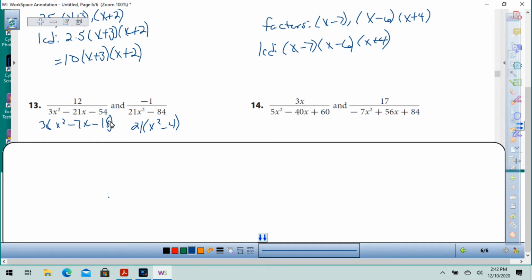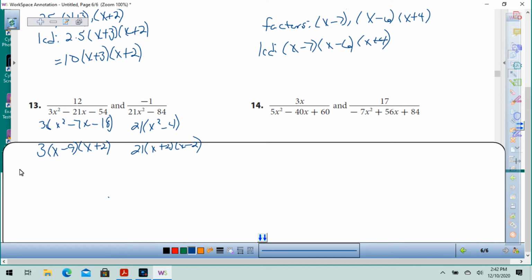Okay. Can we factor this some more? We can. We got 3, and then that's going to be x minus 9 times x plus 2. Right? Negative 9 times 2 is negative 18. Negative 9 plus 2 is negative 7. All right. Whoa, what about over here? We're going to have 21. That's a difference of perfect squares. So we got x plus 2 times x minus 2.